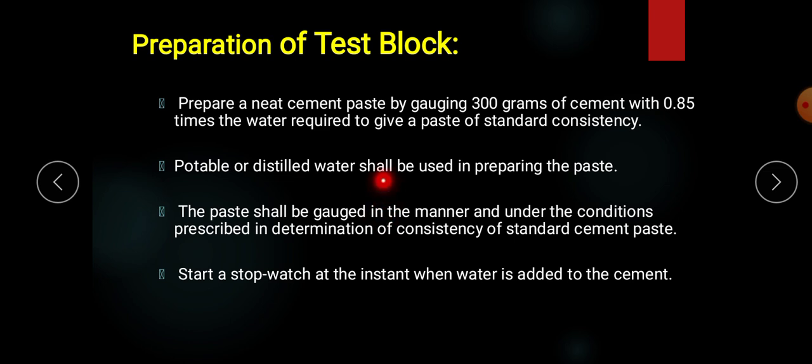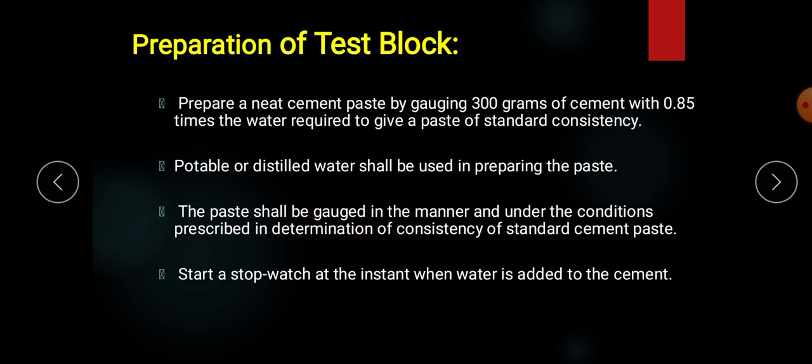Gauging time is the time from when we have added water to the cement and started mixing it, to when we are placing it into the mold. So that time in between, before starting the experiment, is known as the gauging time. We need to maintain a proper gauging time, not less than 3 minutes or more than 5 minutes. So it should be between 3 to 5 minutes.